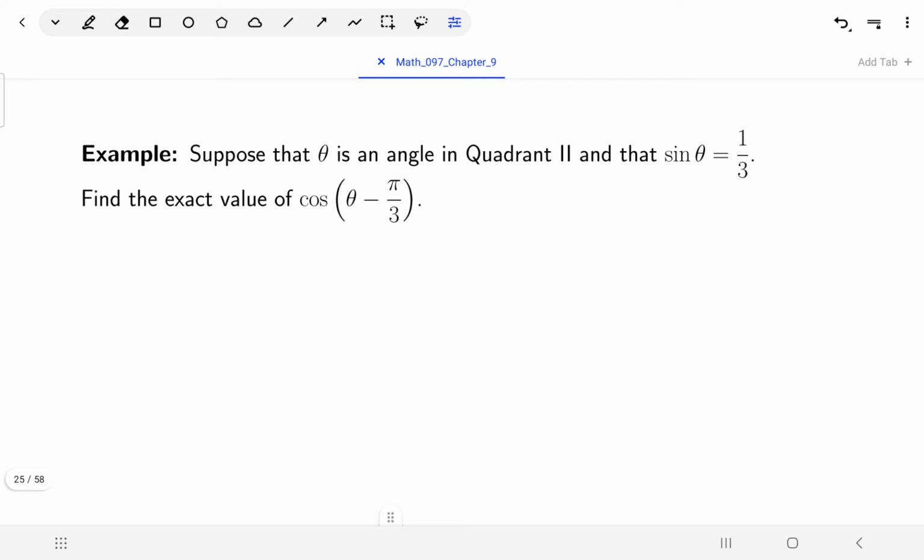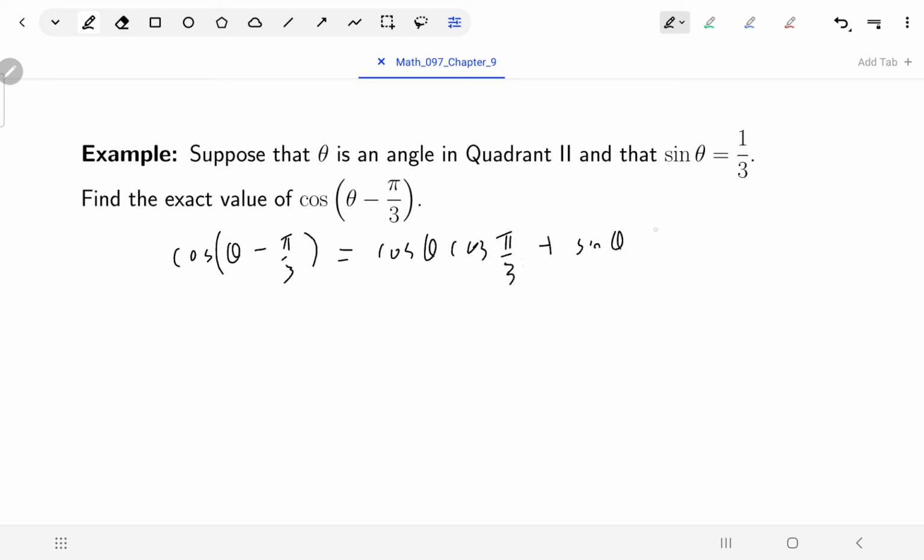So here, the question is to find the exact value of cosine of theta minus pi over 3. Thinking strategically, I know that at some point I'm going to need my identity that cosine of theta minus pi over 3 is cosine of theta, cosine of pi over 3, plus sine of theta, and sine of pi over 3.